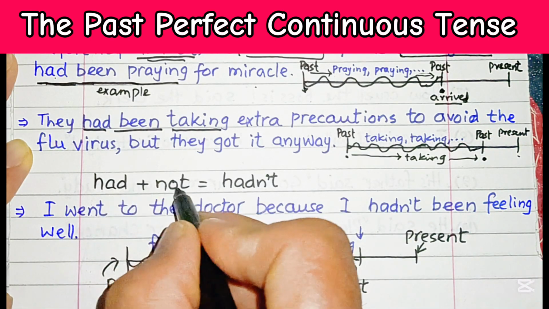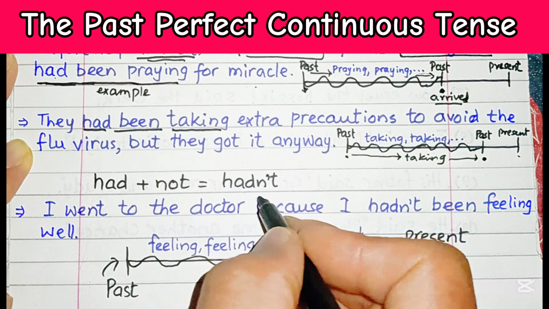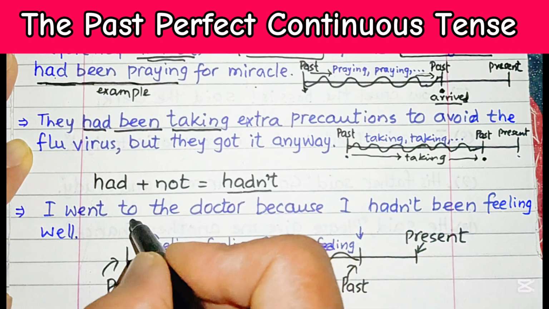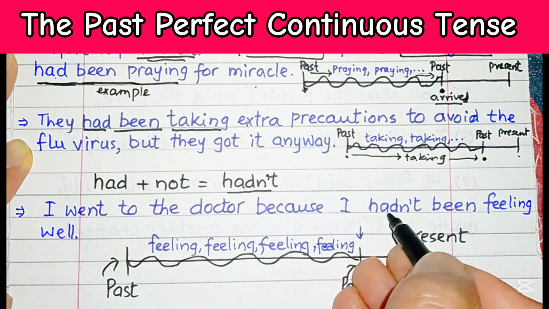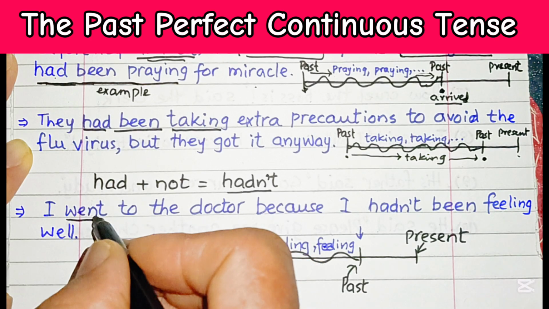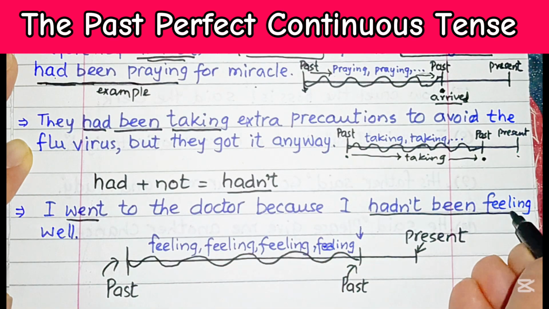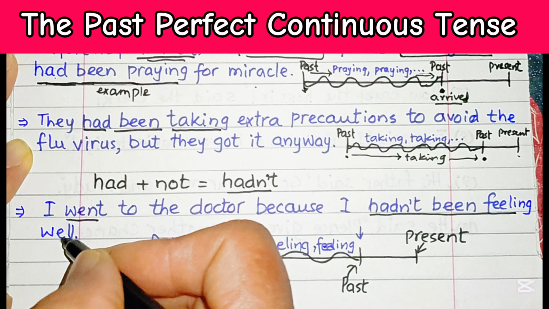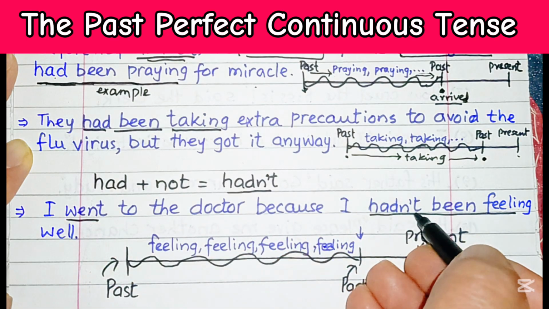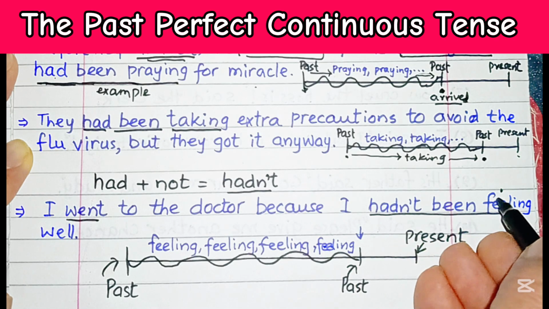When had and not are used together in the form of a contraction, it sounds like hadn't. I went to the doctor because I hadn't been feeling well. So over here, this is the simple form. I went to the doctor because I hadn't been feeling well. Here is the past perfect continuous tense, hadn't been feeling, and this is the situation.